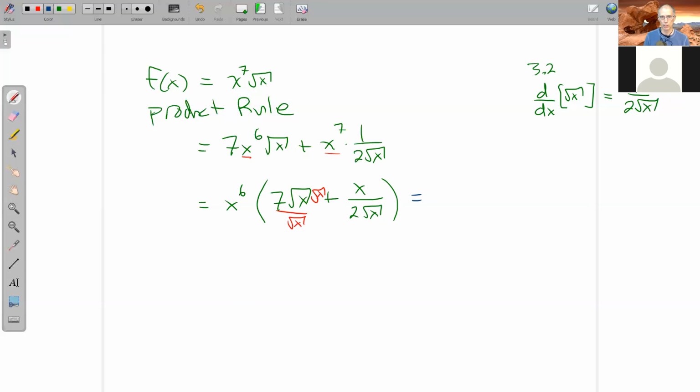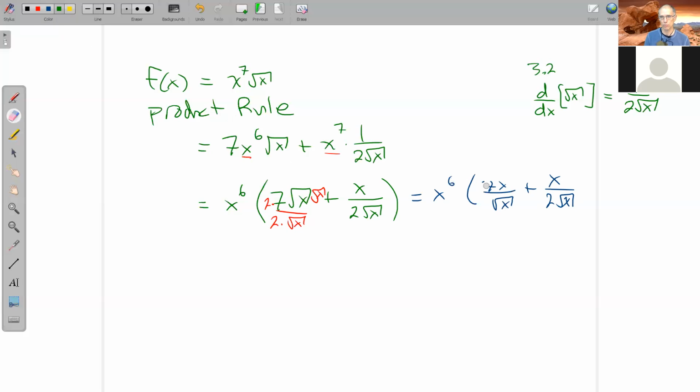So what do we got? We got the x to the 6th hanging out front. Square root of x times square root of x gives me 7x on the top over the square root of x. And then over here, oops, I forgot my 2, didn't I? 2 square root of x. Common denominator is 2 square root of x. So back here, I should multiply by 2 also.